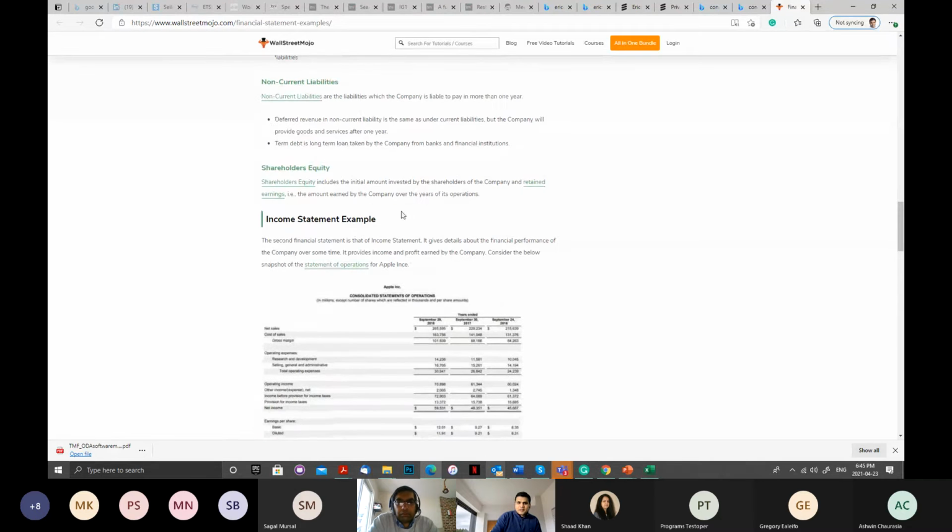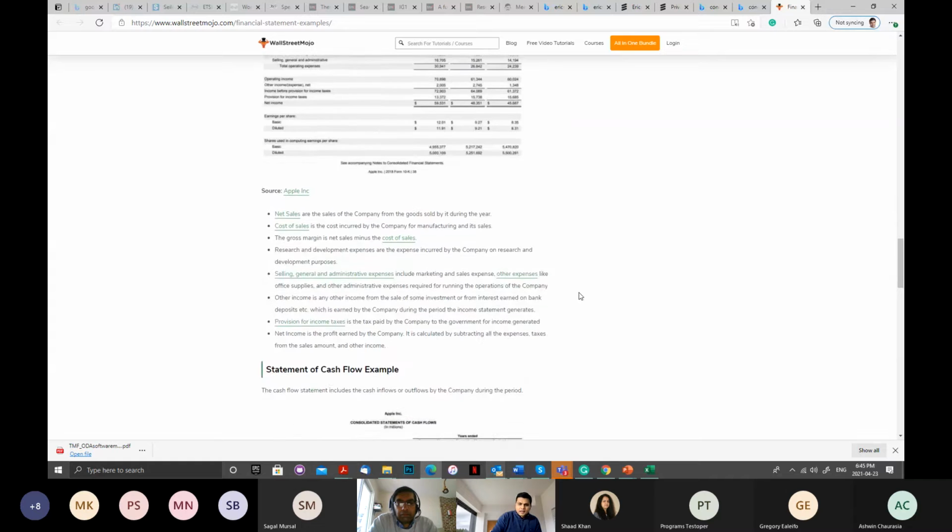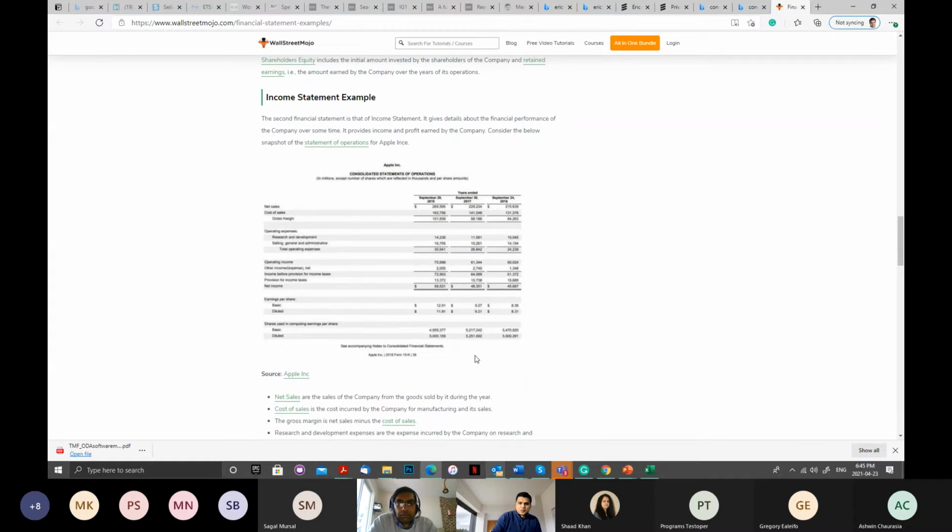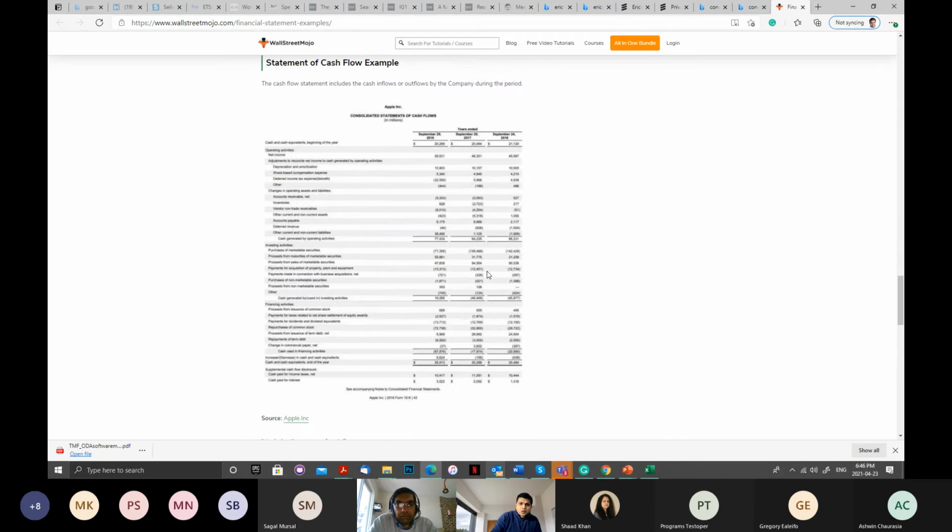An income statement, sometimes called a profit and loss statement, shows whether you are profitable or at a loss, month over month, year over year. That's also another name normally given to the income statement. Now, the third one that we learned was the cash flow.